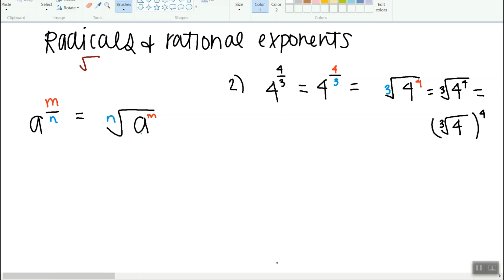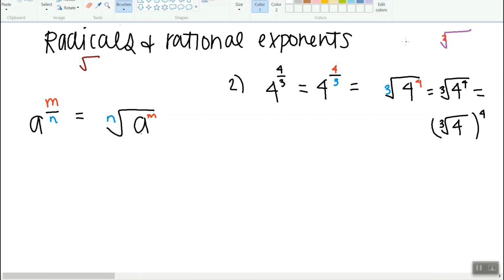Something quick that I just want to add is that when you see a radical sign with no number here, it's implied that there is a 2 there and that it's asking for the square root of something. So if you ever have a denominator that is a 2, that's always going to be asking for the square root. So let me actually write that.